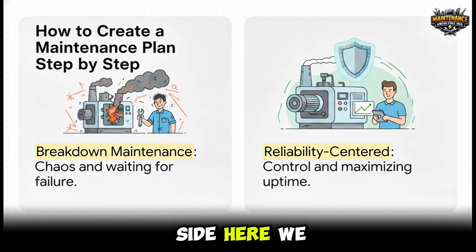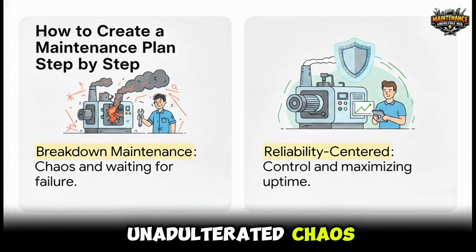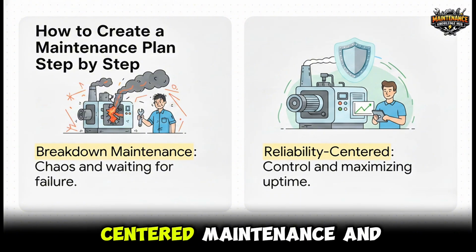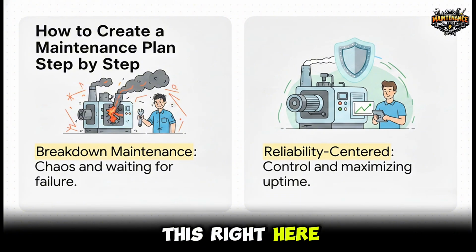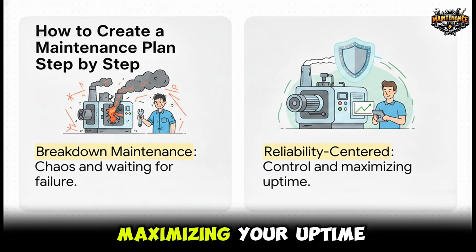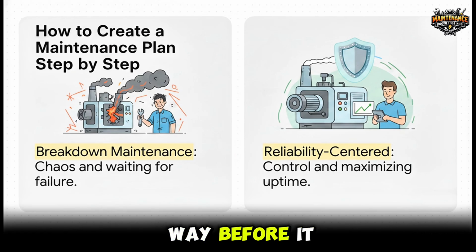On the left side here, we have breakdown maintenance. This is pure, unadulterated chaos. Honestly, it's incredibly expensive, it's highly stressful, and it basically means your daily operations are completely at the mercy of waiting for a random failure to happen. But then, on the right, we have reliability-centered maintenance. And this right here, this is your superpower. This side is all about control, maximizing your uptime and actively predicting and preventing failure way before it ever brings your facility to a grinding halt.